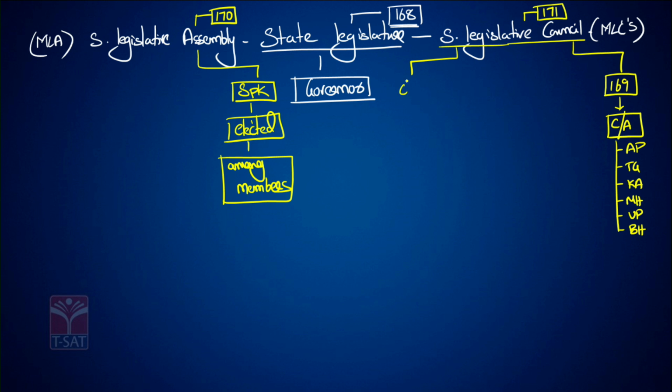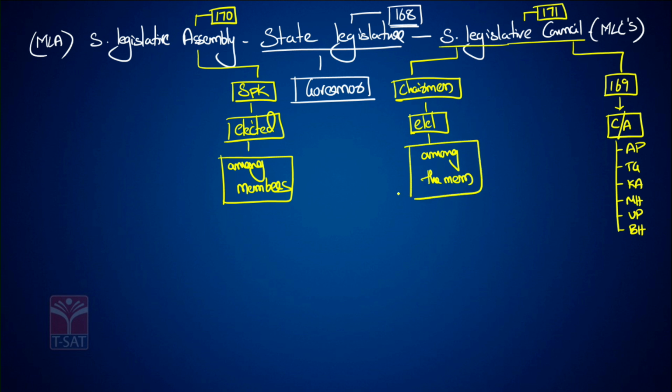The head of the council is a chairman, who is also elected among the members. Article 153 says there shall be a governor for each state, who is appointed or removed any time by the President of India as per Article 155.